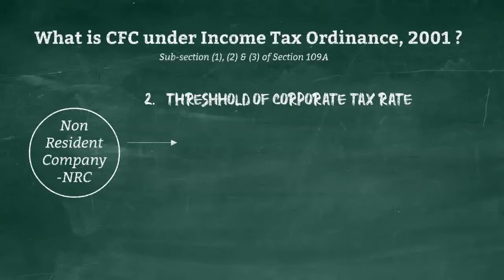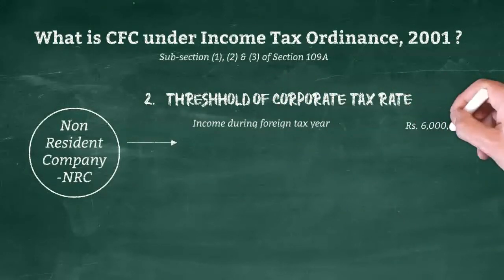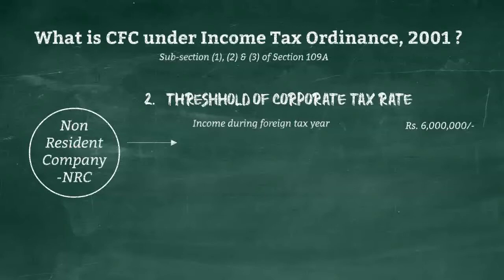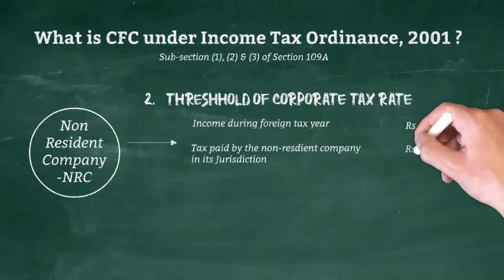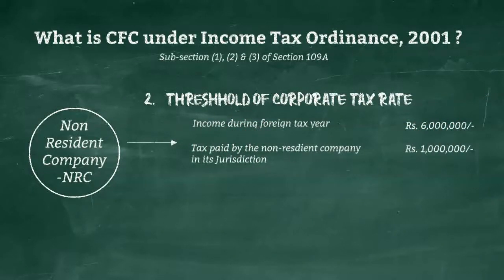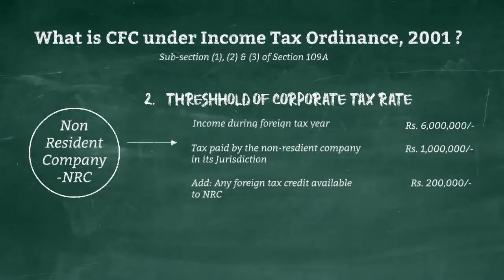To explain this provision, let's take an example of a non-resident company declaring income during the foreign tax year amounting to rupees 6 million. Taking the figures in Pakistani currency for ease, that company paid corporate tax in the jurisdiction where it resides amounting to rupees 1 million. The law then takes into account any foreign tax credit available to the non-resident company. In this case, let's say rupees 200,000. Total tax paid in the foreign country adds up to rupees 1.2 million.